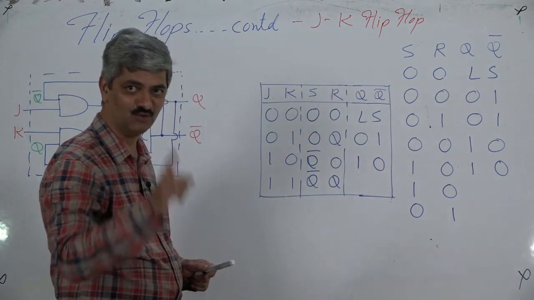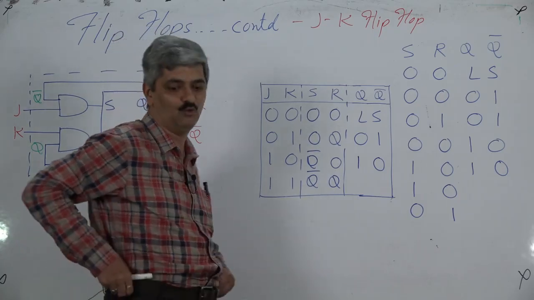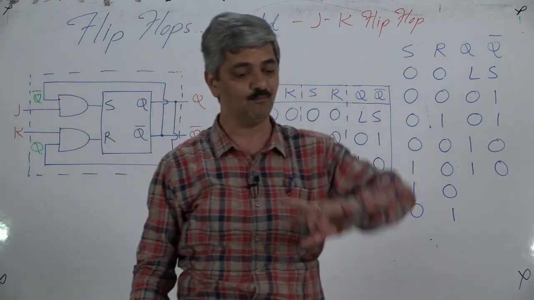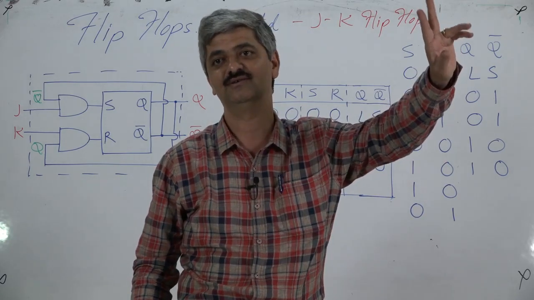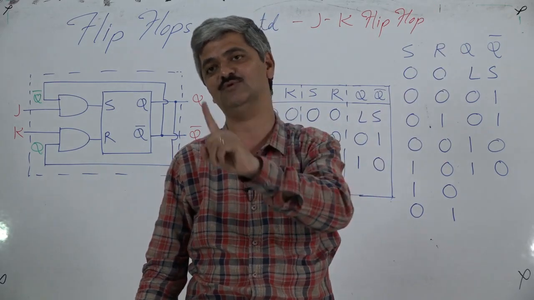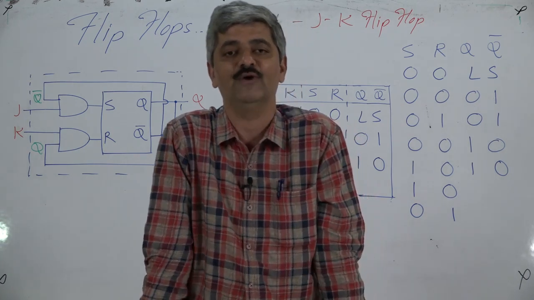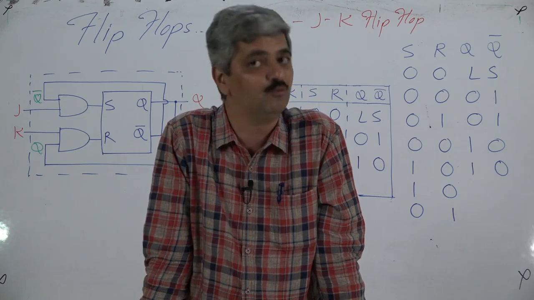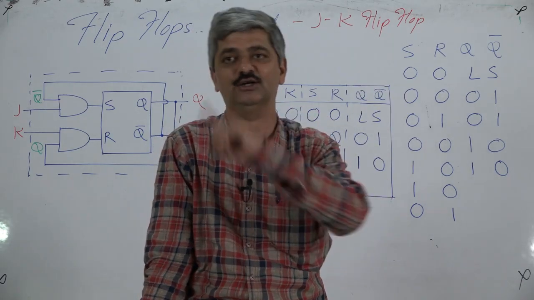Listen very carefully, it is the most interesting situation for the JK flip-flop. J equal to 1 and K equal to 1, what does that make? Both inputs are direct outputs. If J is 1 and K is 1, the SR flip-flop goes into such a state where its inputs are outputs only, the only thing is Q is connected to R and Q bar is connected to S.